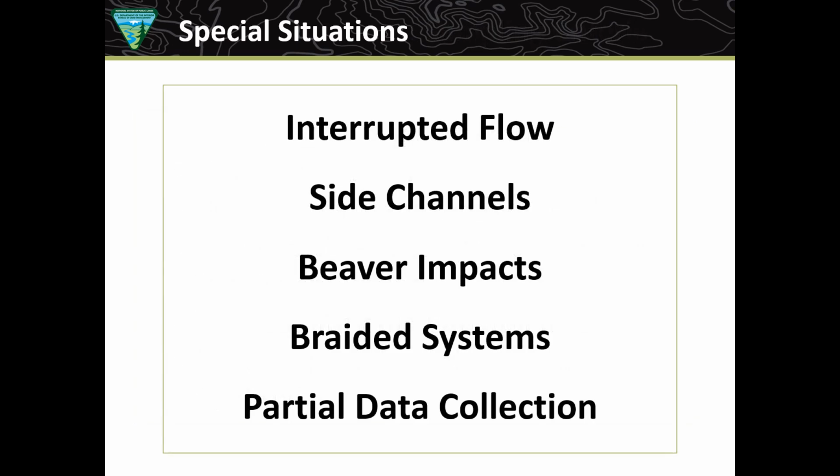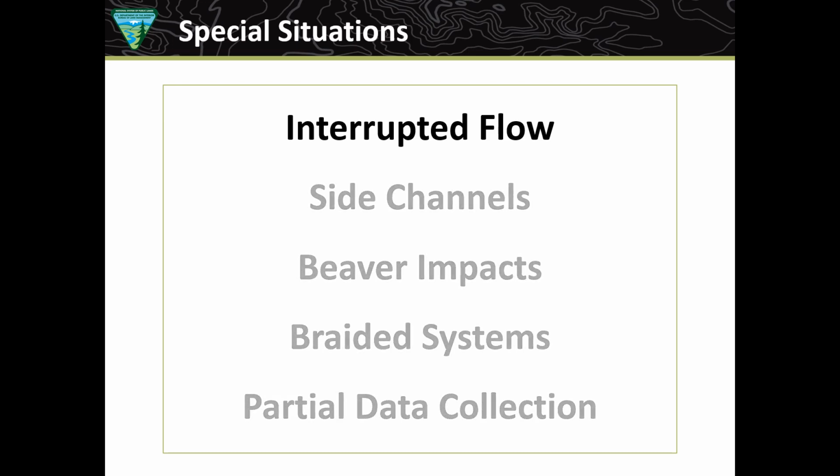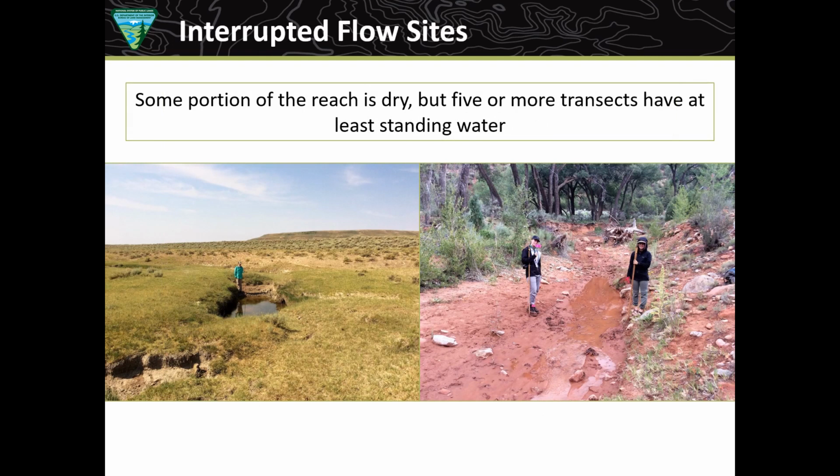The special situations for which the protocol has been adapted are interrupted flow, side channels, beaver impacted reaches, braided systems, and partial data collection. We will focus on interrupted flow sites first. Interrupted flow sites have some portion of the reach that is dry, but 5 or more of the transects have at least standing water. If these conditions are met, the site should be sampled.